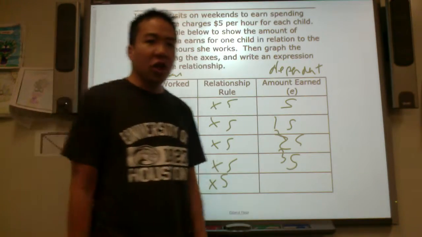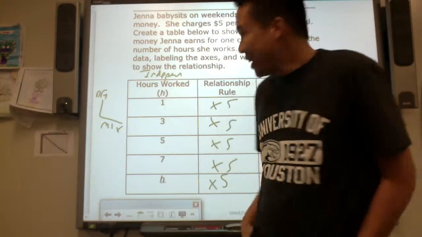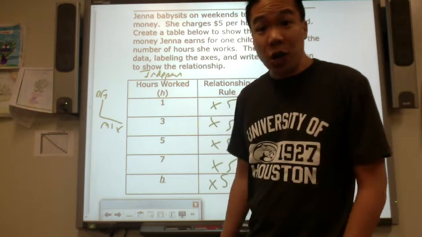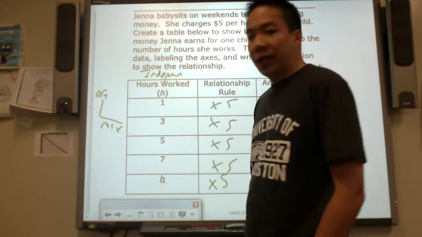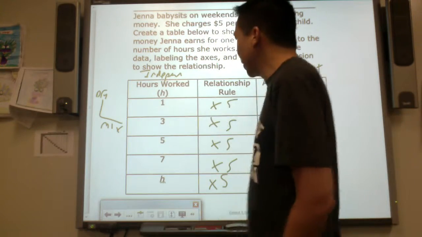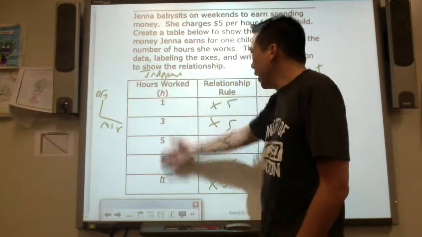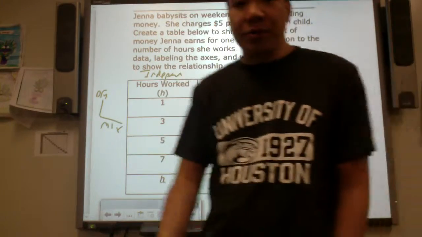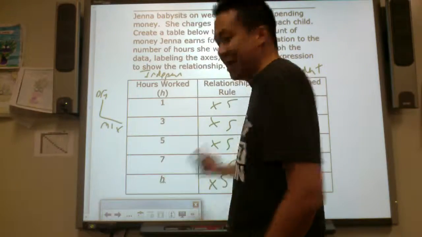So what we talked about today is dependent and independent. Know your DRY MIX from science class. That will really help you. And then how to find a relationship or the rule between the input and the output, or between the independent and dependent variable.